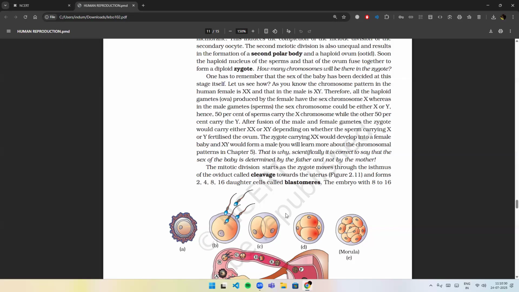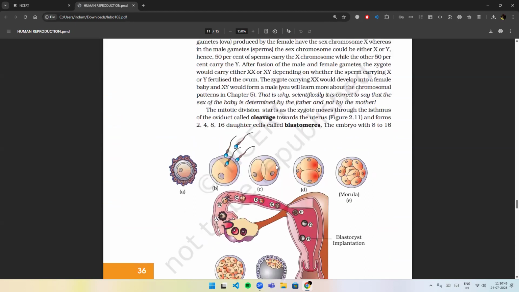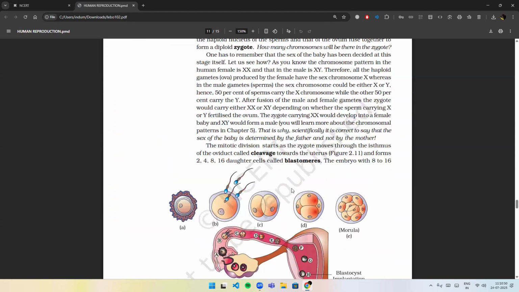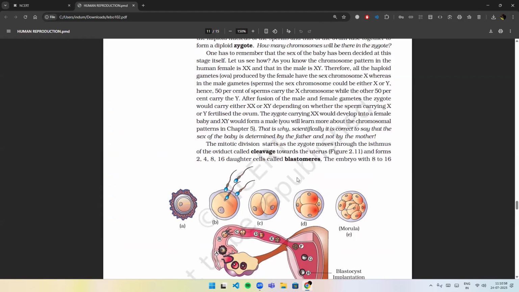One has to remember that the sex of the baby has been decided at this stage itself. Let us see how. As you know, the chromosome pattern in the human female is XX and that in the male is XY. Therefore, all the haploid gametes produced by the female have the sex chromosome X, whereas in the male gametes, the sex chromosome could be either X or Y. Hence, 50% of the sperms carry the X chromosome, while the other 50% carry the Y.